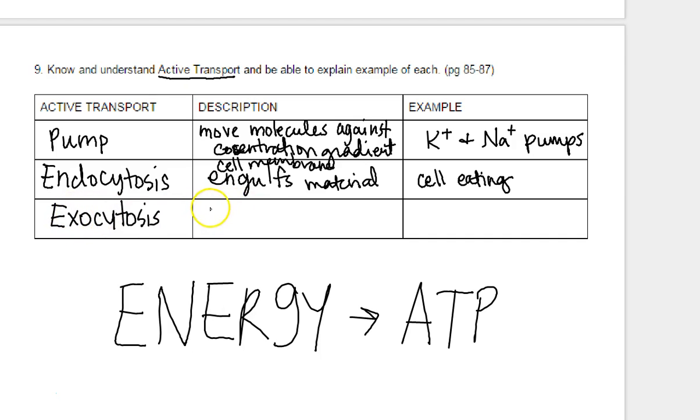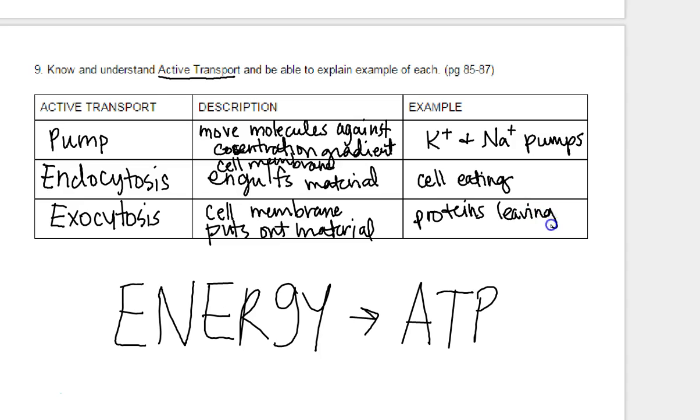Okay, exocytosis is when the cell membrane puts out material. And so those are those little vesicles that we were talking about, letting out proteins, or letting out water, and the vesicle actually attaches to the cell membrane and then becomes part of the cell membrane to let it out. And so this would be proteins leaving the cell.